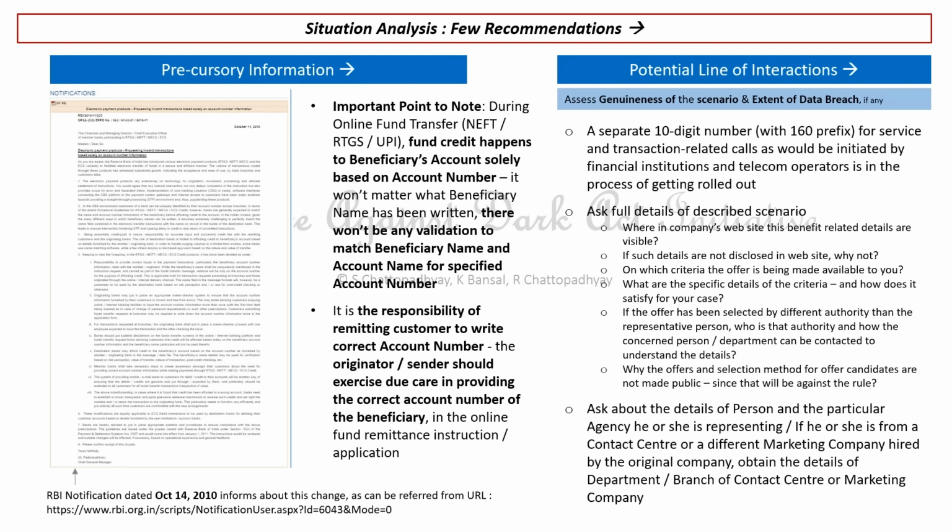Now, this is not true. This assumption is false, and this understanding might not be there for many of us. So here is the information that you need to be aware of. For online fund remittance, the account name is not matched.